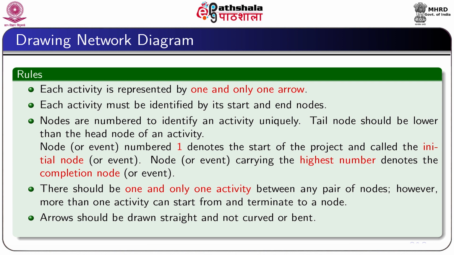Between any pair of nodes, there should be one and only one activity. However, more than one activity can start from and terminate at a node. And arrows should be kept straight, not curved or bent.